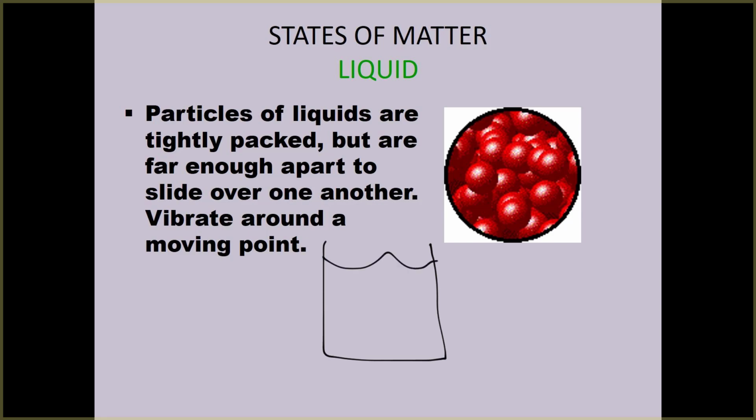So if you have a beaker full of water and you're looking at one molecule, you'll see that it's vibrating, but it's colliding with its neighbor, and it's traveling throughout the sample there. So again, it's described as vibrating around a moving point because it seems like there's a point that's moving around, but then it's also vibrating.